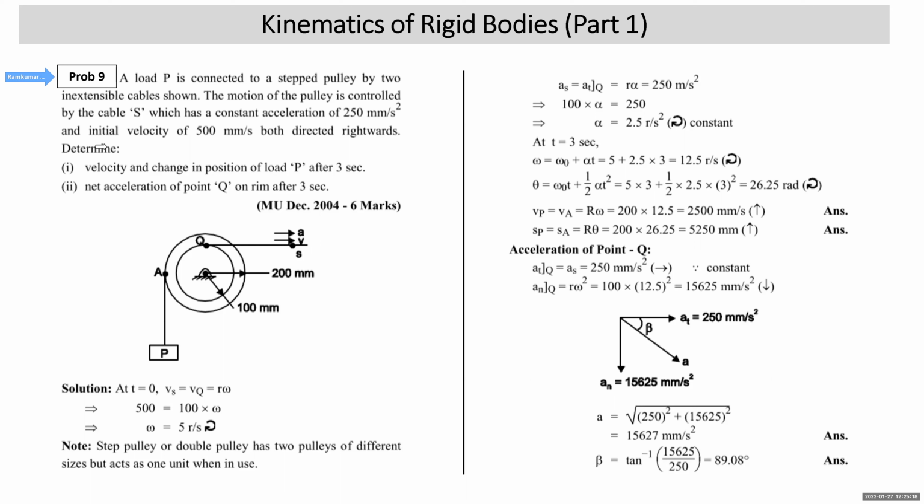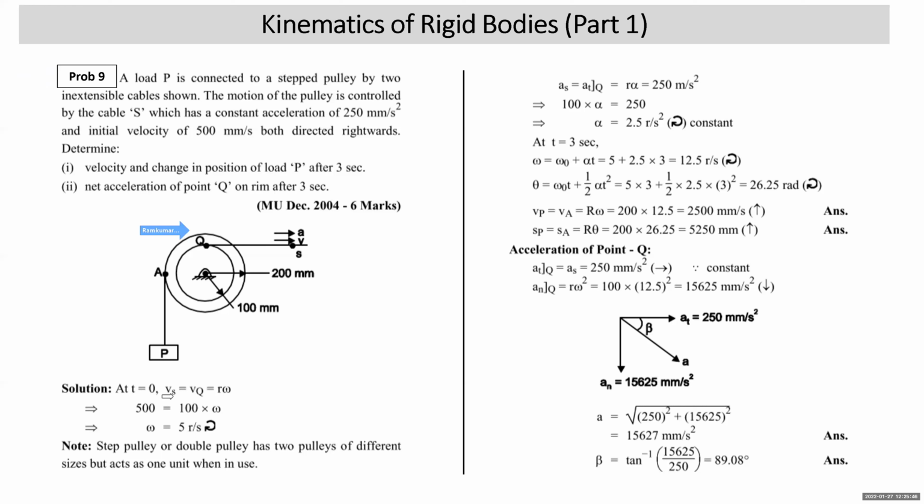Now, students, can you see that it says step pulley? What is it? A step pulley means a pulley with two sizes, two wheels, right? But both the wheels rotate together as one unit. If the smaller wheel rotates, the bigger one will also rotate. Here the velocity and acceleration of point S are given. That means you are given the velocity of point Q, and you are given the tangential acceleration of point Q.